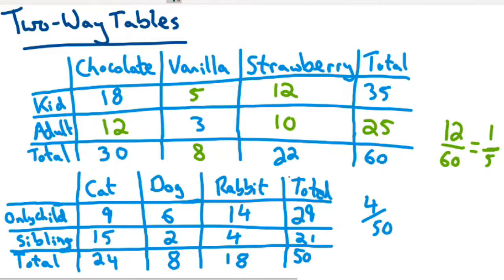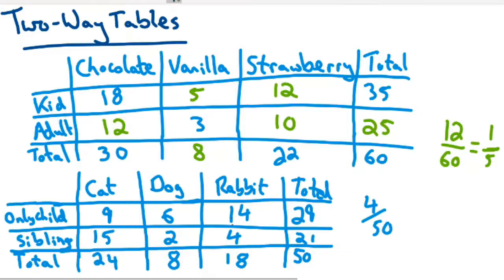Now, just before we move on, there's another point I would like to make, which is that it doesn't always have to be out of the total number of people. We could have asked how many people have a rabbit given that they have siblings. If it's given something, you are now just looking at that row or that column. In this case, having a rabbit, given that you're a sibling, we're already looking just at these 21 people now. That's 4 out of 21.